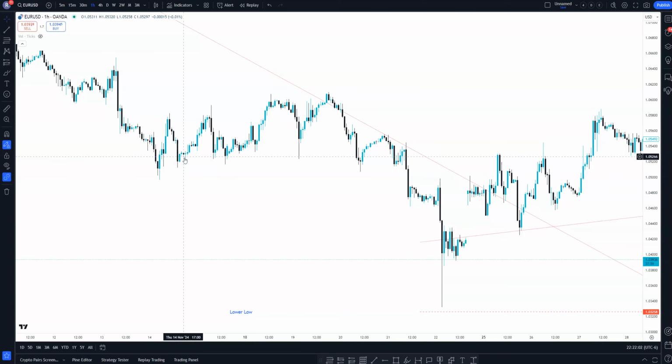But you see here, we actually get somewhat of a ranging market, where price is just slowly moving up, but it never broke this. So eventually, this will be our lower high, and then we get that break down here, which creates our new lower low. But this would have been a terrible trend line there. We wouldn't have liked that.